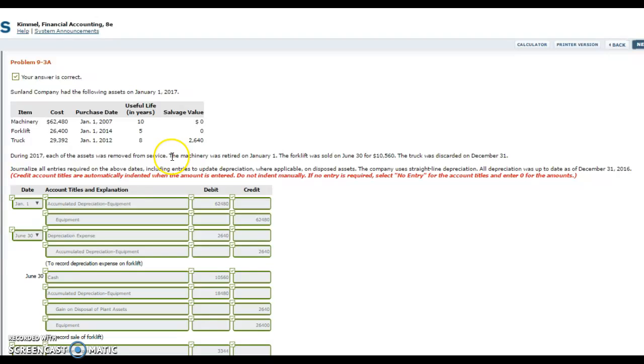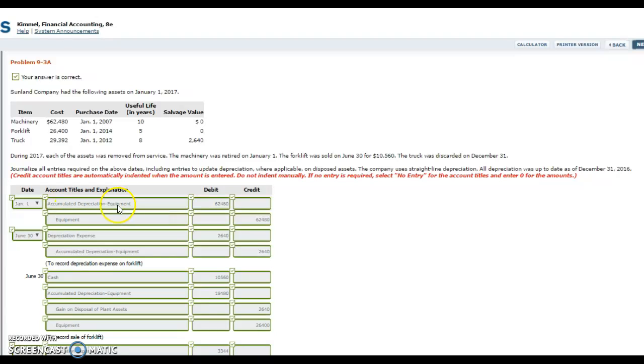So on January 1st, they stipulate that the machinery was retired on January 1st. So if that's the case, we take a look at the machinery line item, and we see that it was purchased in 2007, and it has a 10-year useful life with a salvage value of 0. So what that means to us is that when they retired the machinery on January 1st, 2017, it had actually used all of its 10 years of useful life, which would mean that its value at that time would be 0.